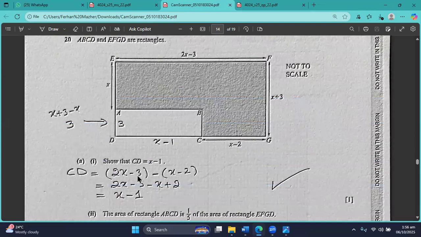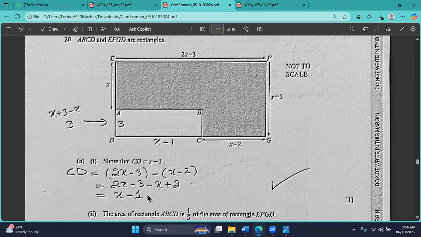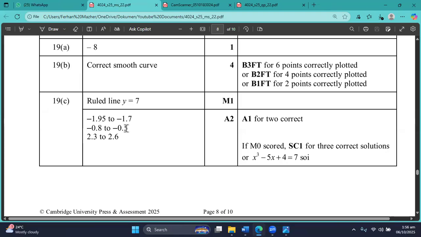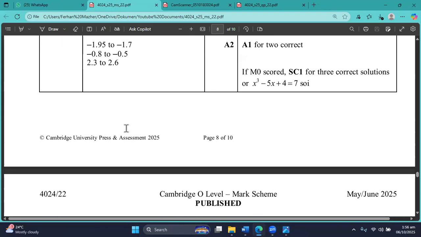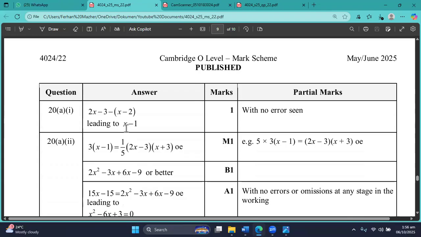Okay, so the CD will be equal to 2x minus 3 because this whole side is 2x minus 3. This portion is x minus 2, so this portion will be how much? 2x minus 3 minus bracket x minus 2 bracket closed. So 2x minus 3 minus x plus 2, it will be x minus 1. So this side CD is x minus 1. Okay. So that is the question number 20, first portion, A part. Okay. This is how this is proven.